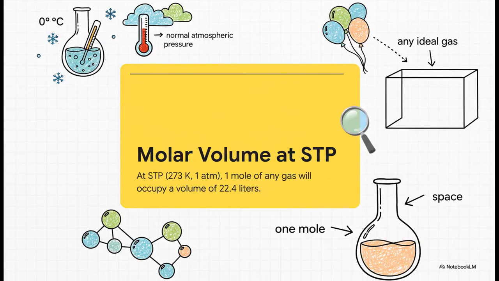And one of the coolest things about this equation is that it gives us an amazing shortcut. See, scientists have this baseline they call standard temperature and pressure, or STP for short. It's basically 0 degrees Celsius and regular old atmospheric pressure. And at STP, it turns out that 1 mole of any gas, doesn't matter what it is, will always take up exactly 22.4 liters of space. That is such a handy number to have in your back pocket.